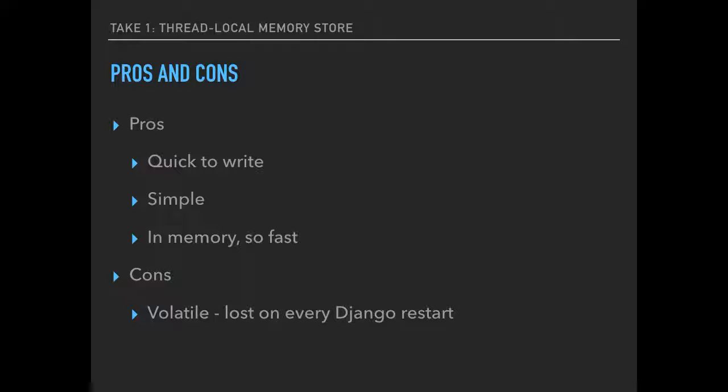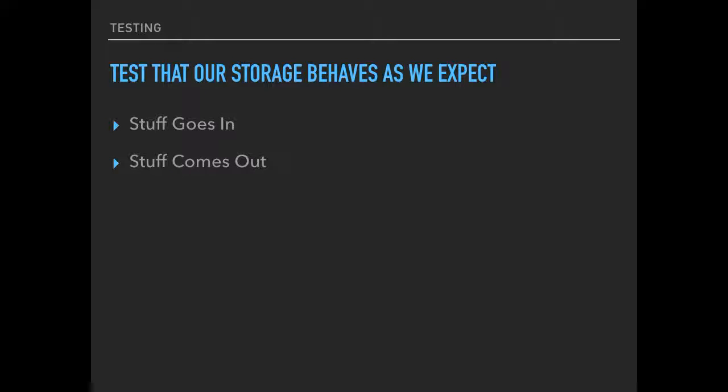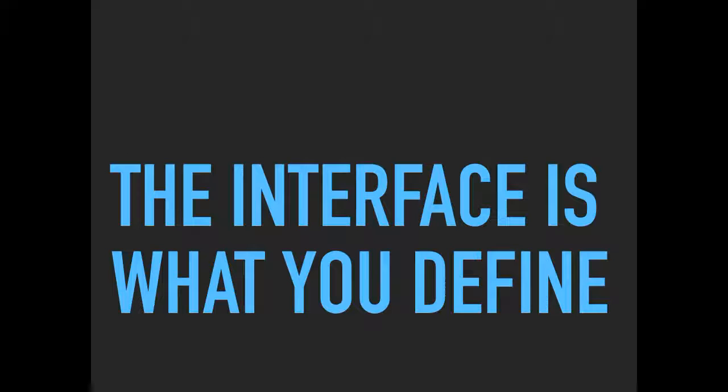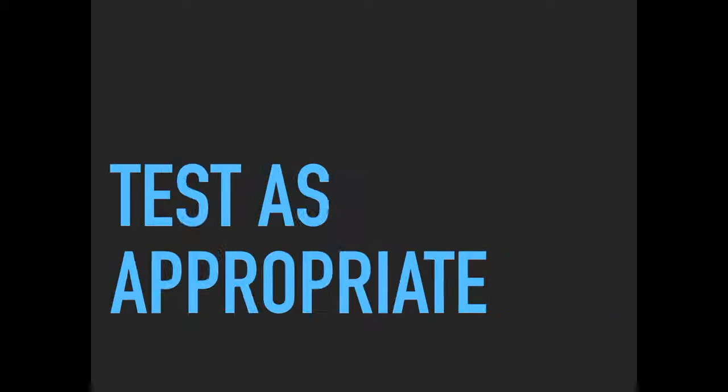So this was quick to write. It's very simple and it's in the memory, so it's fast, but unfortunately it's volatile. So every time Django restarts, we lose it. To test this, it's basically just storing stuff. So we just need to test that our storage behaves as we expect, i.e. stuff goes in and stuff comes out. The interface is whatever we've defined, and we just need to test it as appropriate.